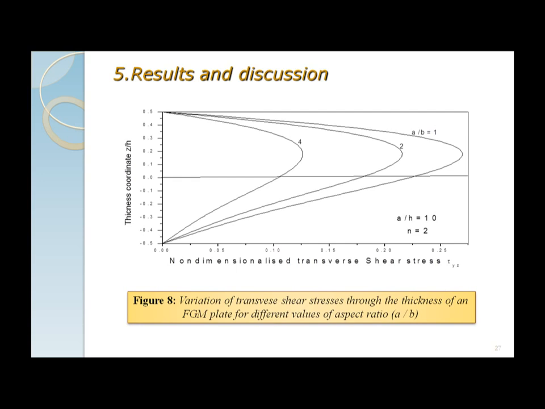It is to be noted that the maximum value occurs at z equal to 0.2, not at the plate center as in the homogeneous case.